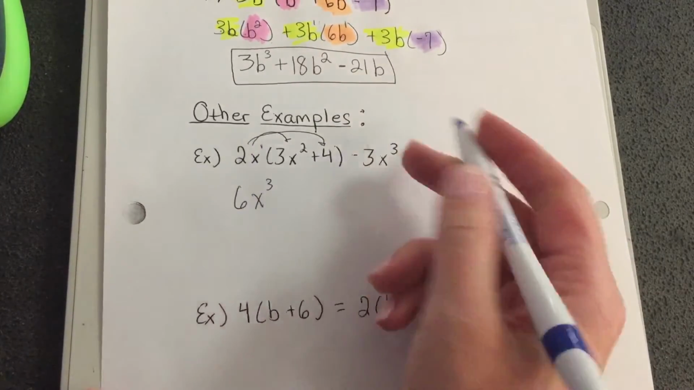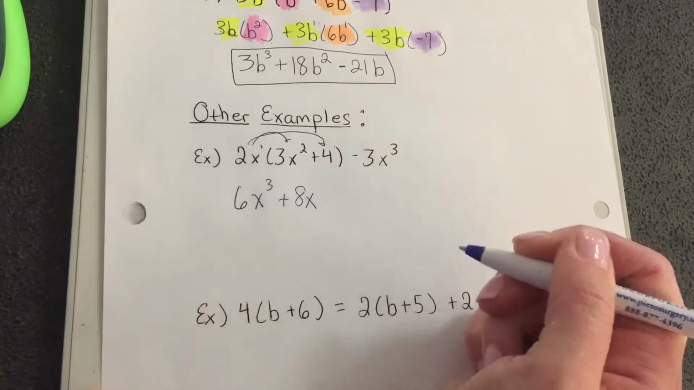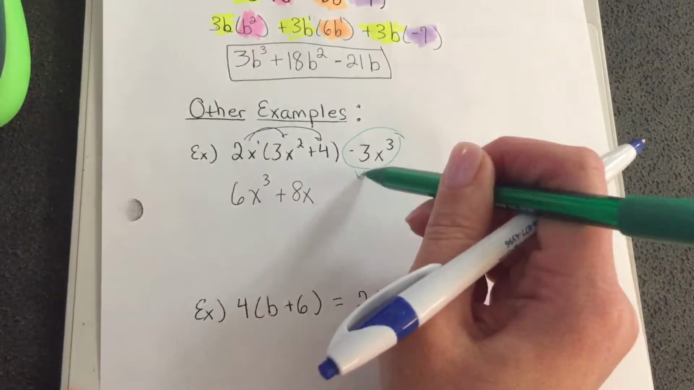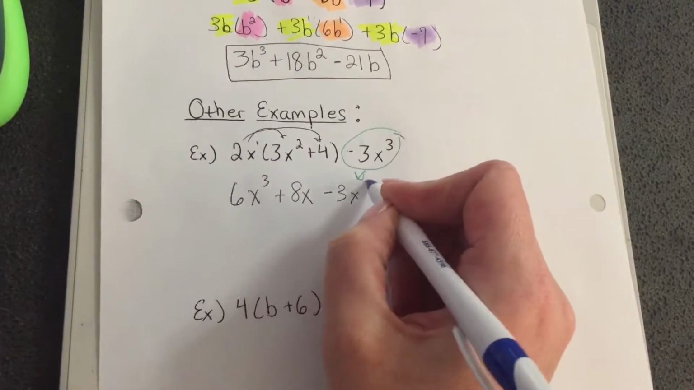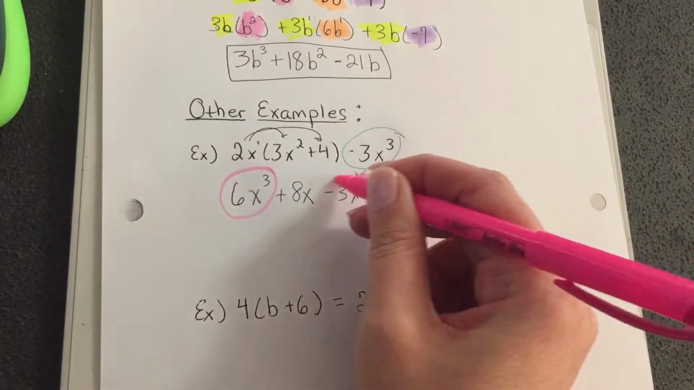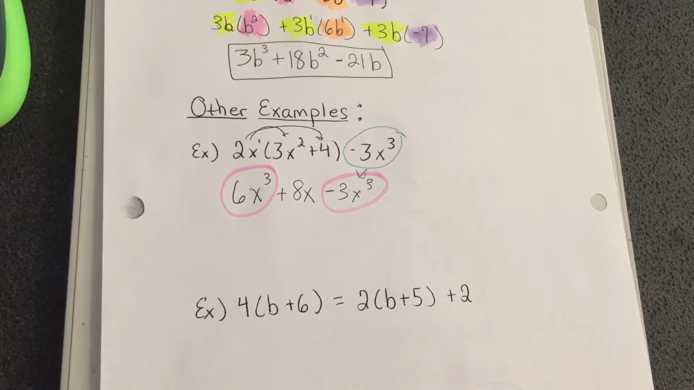And then we have 2 times 4. So that's plus 8x. And then I'm just going to take this little guy right here, and I'm just going to bring it down, minus 3x cubed. Okay, I distributed the monomial by the binomial, and then I just brought down that extra term. And then at this point, we do what we normally did when we were solving equations, and we did the distributive property. The next step was combine like terms. Well, a like term, y'all, is going to be the variable and the exponent that matches. The variable and the exponent have to match.